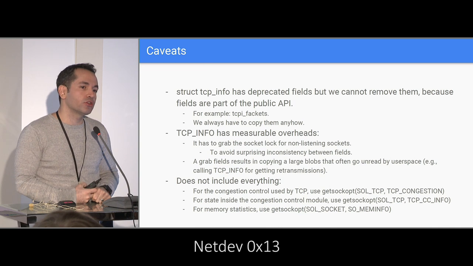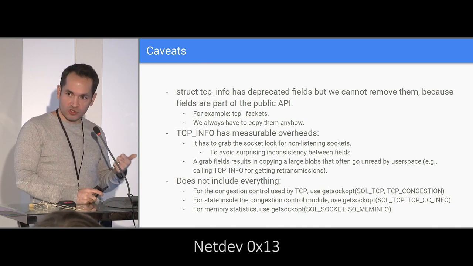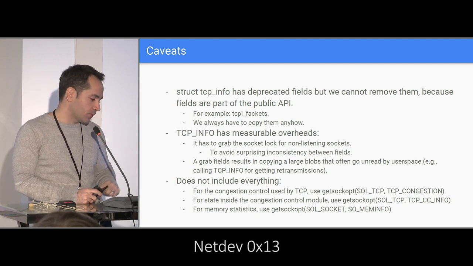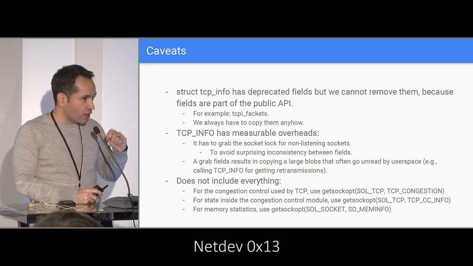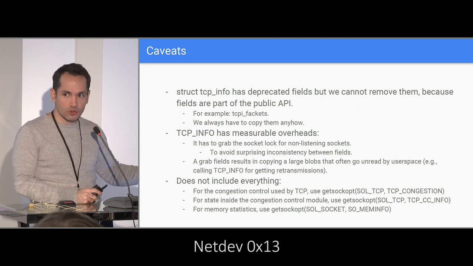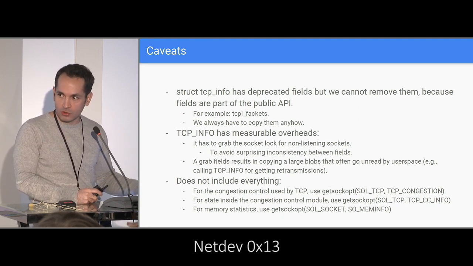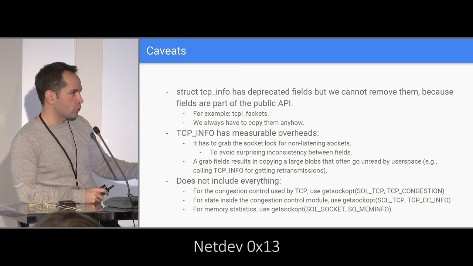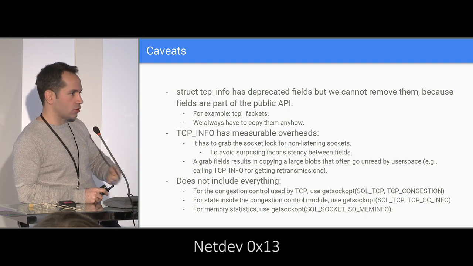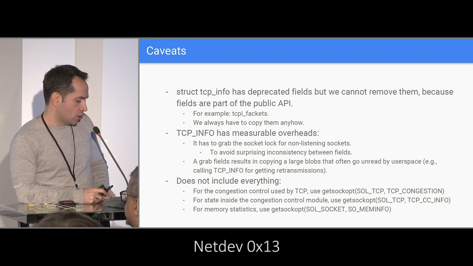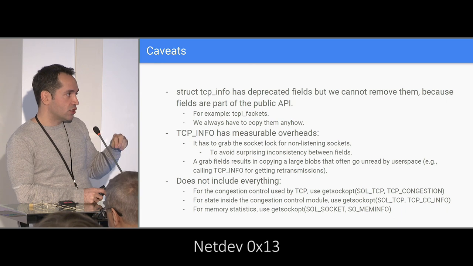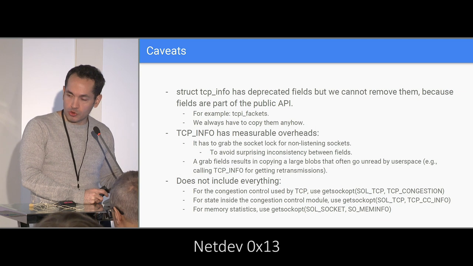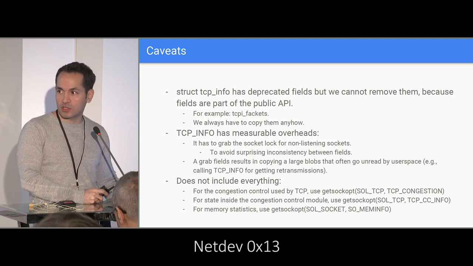And it doesn't really include everything. For example, if you want to know the congestion control of your TCP, you should use the TCP congestion sockopt. If you want to know the parameters of your congestion control algorithm, you should use CC info, or congestion control info, which has the netlink attribute of the parameters, say for BBR or for cubic. If you want to know the write mem, read mem, omem, the maximum value, you should use mem info. These are not available in TCP info.